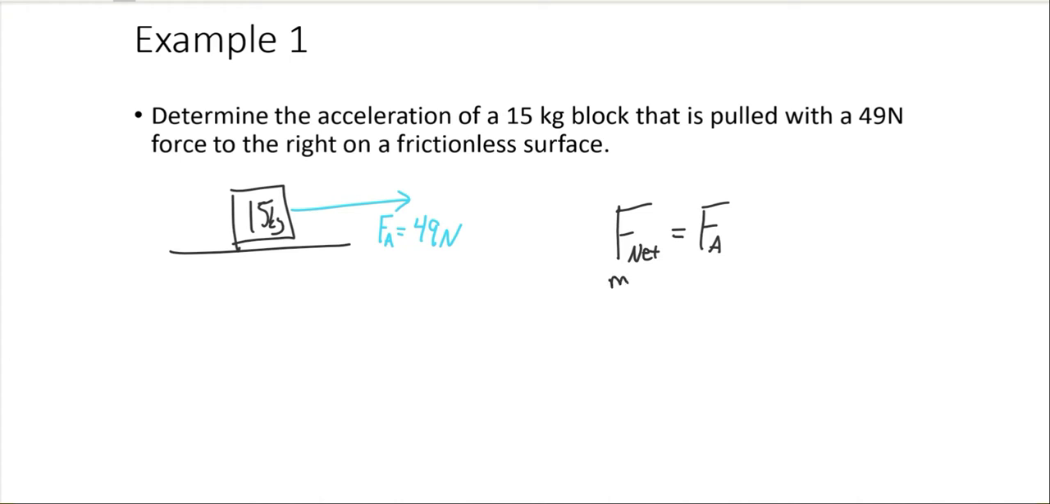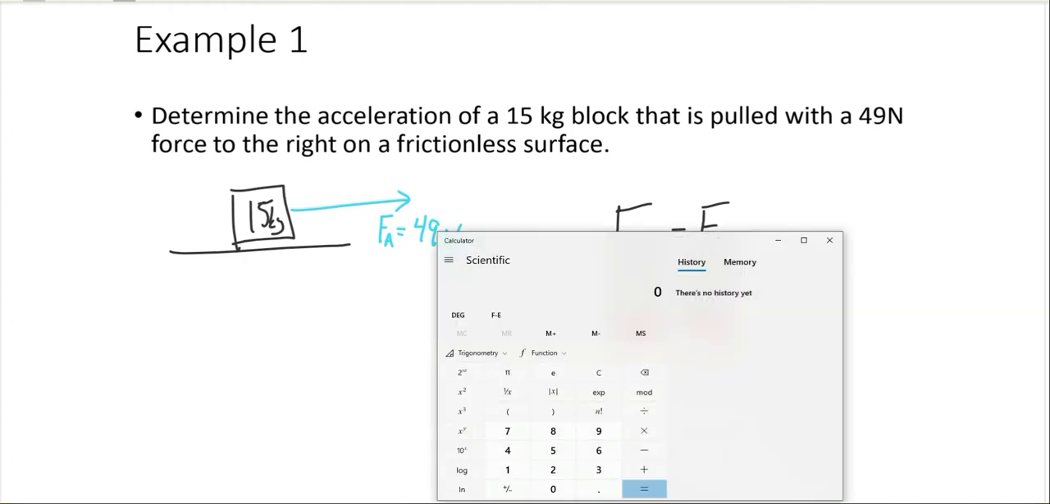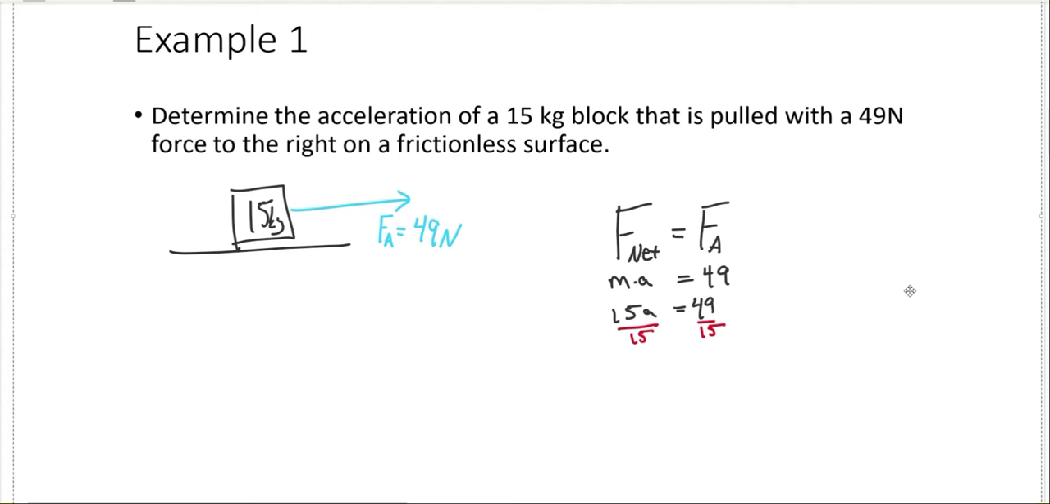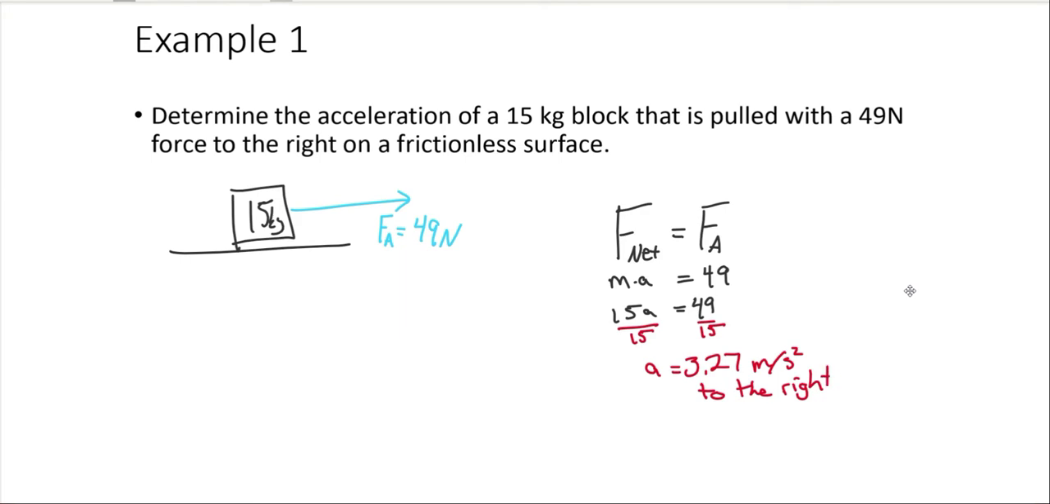So our net force being mass times acceleration would simply be 49 newtons, and the mass is 15 kilograms. So determining the acceleration should be pretty trivial. We see here that 15a, just divide both sides by 15, will get you a on its own. When you punch it into your calculator, that'll be 3.27.